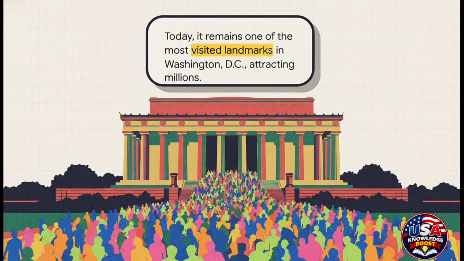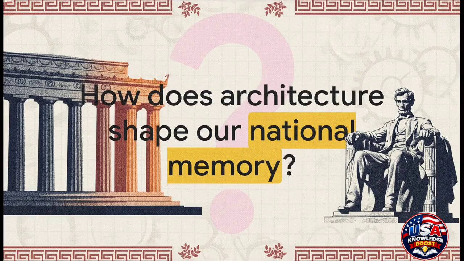over and over again. So as we wrap up our architectural masterclass today, I want to leave you with one final big thought to chew on. How does physical architecture actually shape our national memory? When millions of us stand beneath those 36 columns and gaze up at that 19-foot statue, how does the sheer weight and design of that space dictate the way we remember our past and how we envision our future? It's a pretty powerful idea, right?